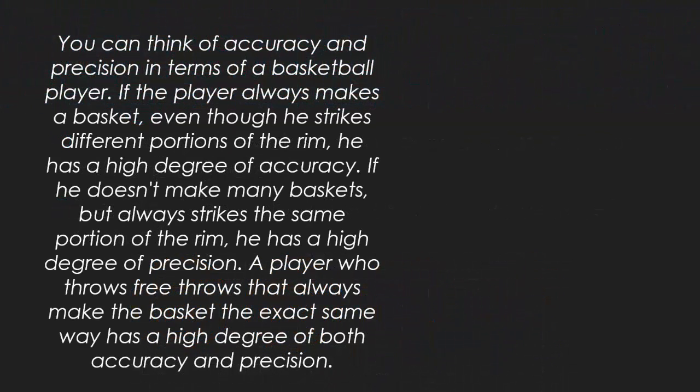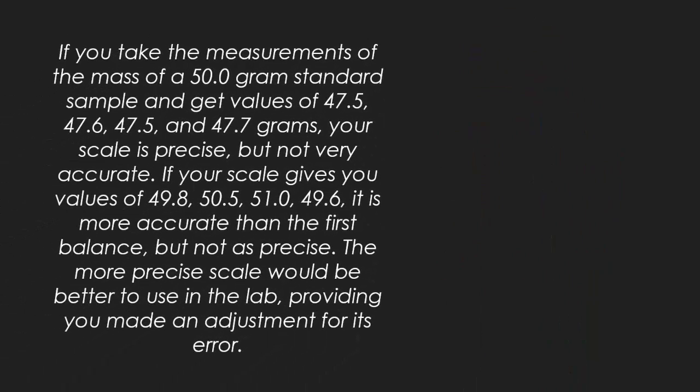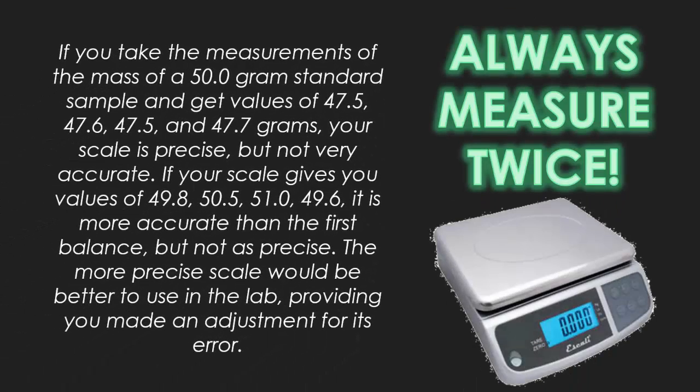So another way to think about accuracy and precision is when you're doing basketball or any type of sport. If a player always makes a basket, even though he strikes different portions of the rim, he has a high degree of accuracy. If he does not make many baskets but always strikes the same portion of the rim, he has a high degree of precision. A player who throws free throws that always make the basket that exact same way has a high degree of both accuracy and precision.